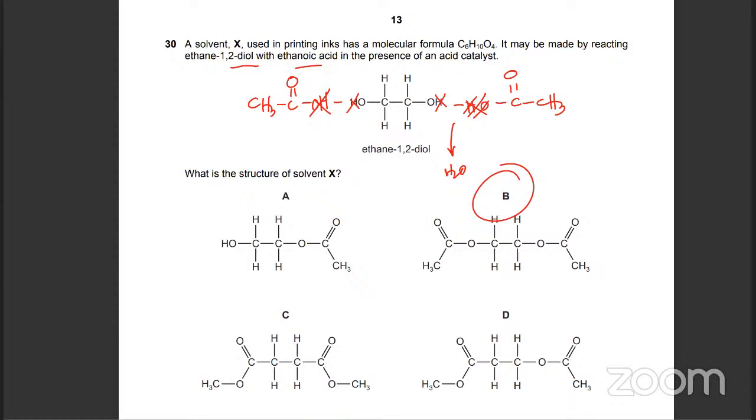But this was a diol, so there was another ethanoic acid coming from the other side, and that was also forming an ester. So it's going to look like this eventually: C double bond O and O, C double bond O and O, then the molecule, then O and C, then another O and C double bond O.